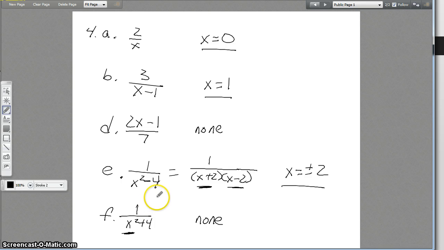For parts D and F, you can have any value of x. It doesn't matter what x is because in part D, x is not in the denominator, so there can't be any values of x that make it undefined. For part F, because it's x squared plus 4 and x squared has to be positive, there are no values of x that can make the denominator 0.